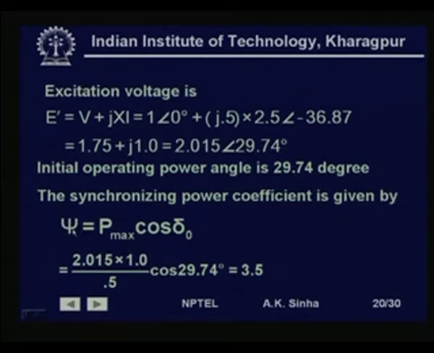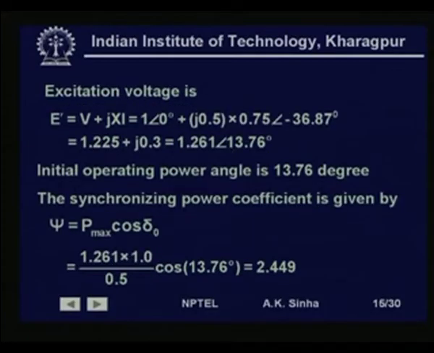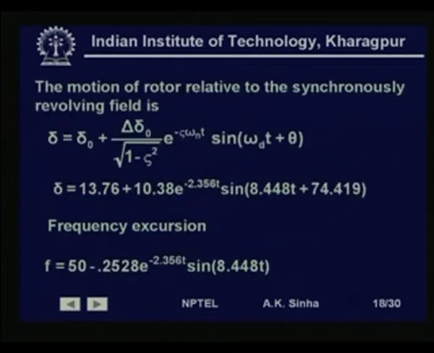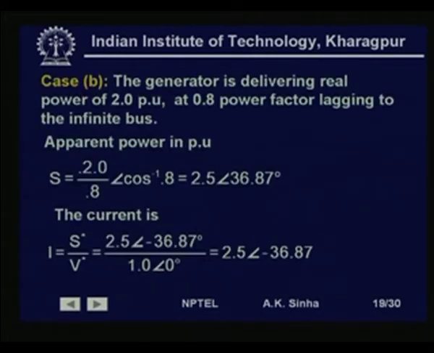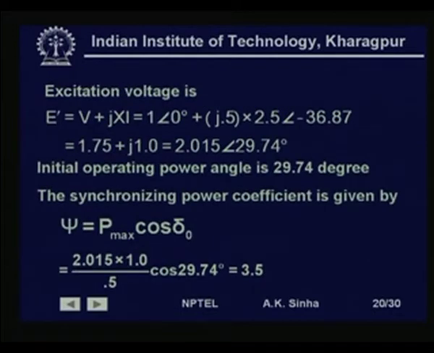At this, we will get again the synchronizing coefficient psi, which comes out to be equal to 3.5. It has got a different value now, but if we would have used E dash as the same value as earlier, that is at the value of 1.261, then we would have got a value of delta 0 in this case, which would have been very small. It would have reduced considerably.